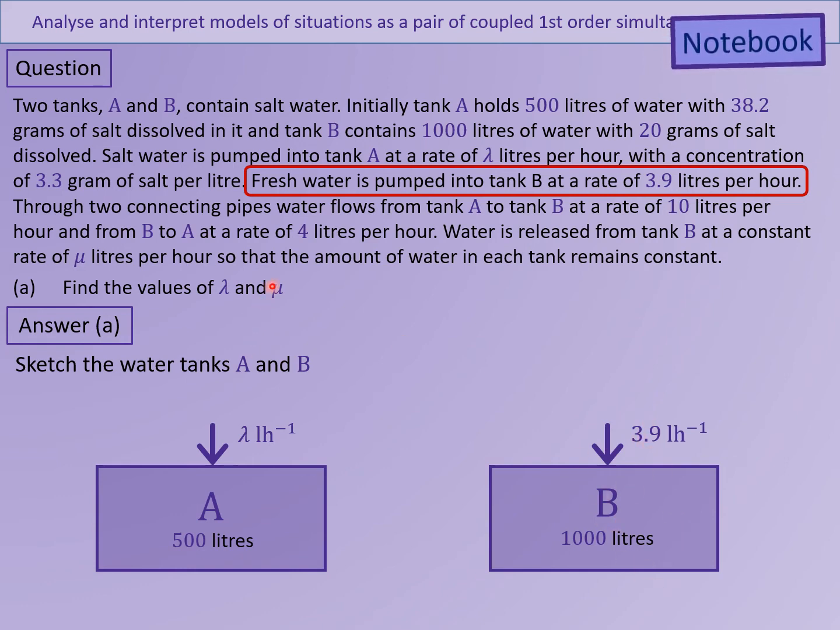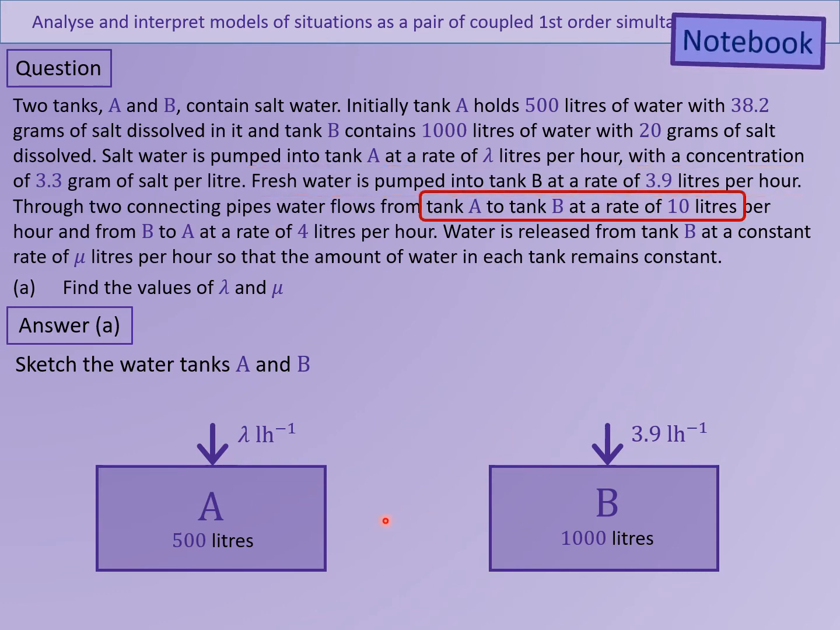What else do I know? There's two connecting pipes, one from tank A to tank B, and that's flowing 10 litres just there. So a certain amount comes in, 10 litres definitely flows out there. Notice that we've got 13.9 flowing into B, just for these two, the bit from A and the bit from outside.